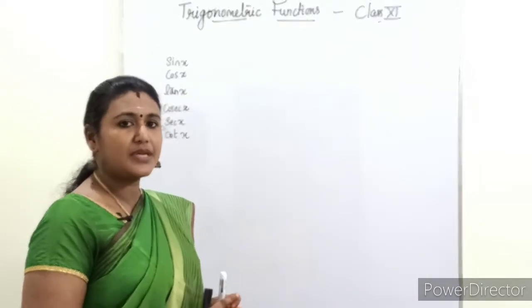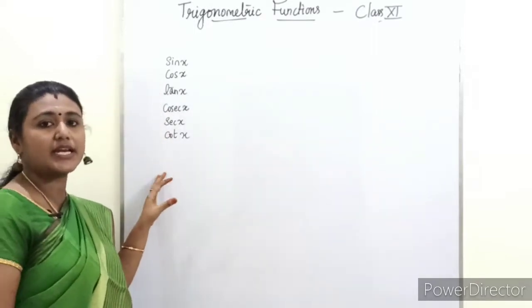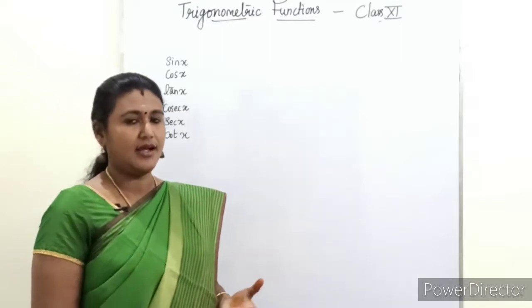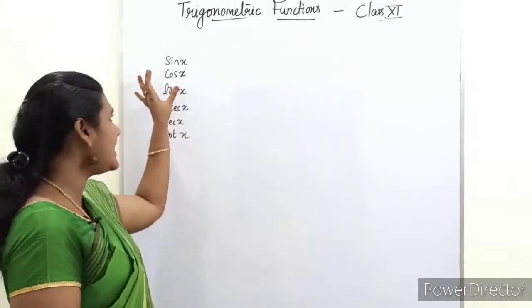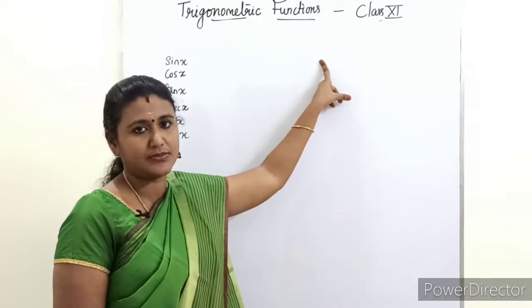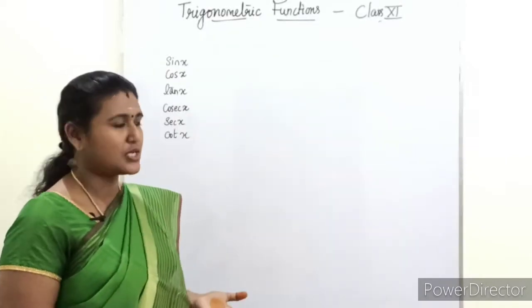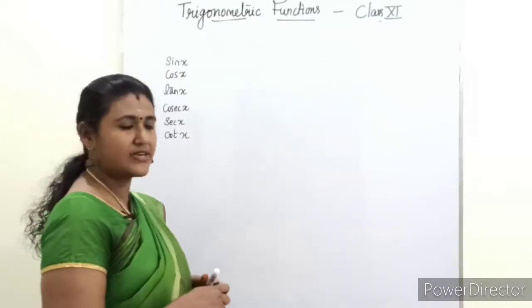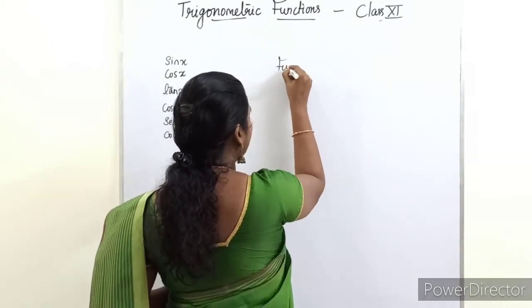But in this chapter we are going to study these trigonometric ratios for any angle. It need not be an acute angle, for any angle, and we are going to study these trigonometric ratios as trigonometric functions. So how can we say these ratios are functions? For that, first we will see the definition of a function. We have already studied what a function is.